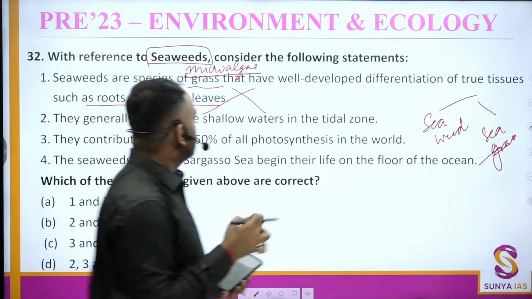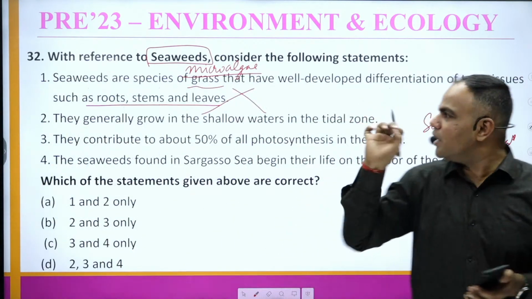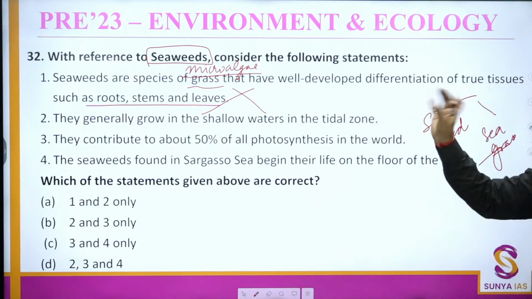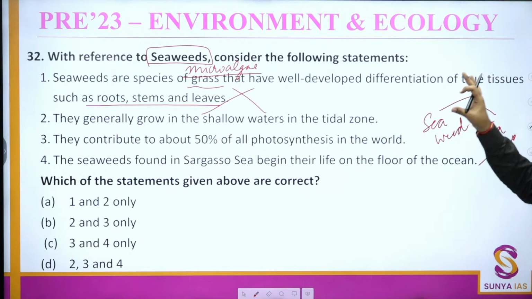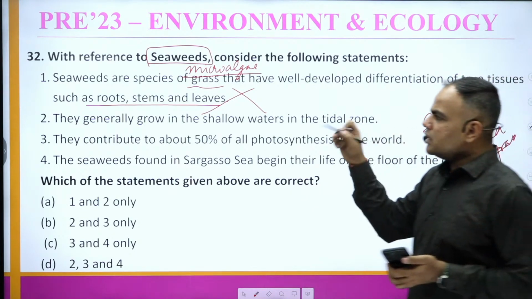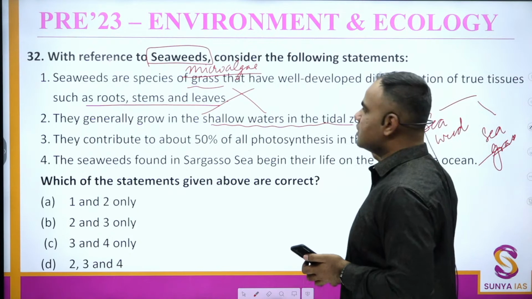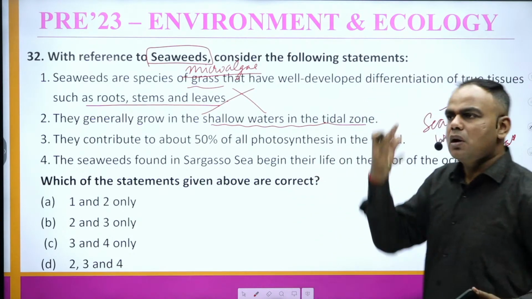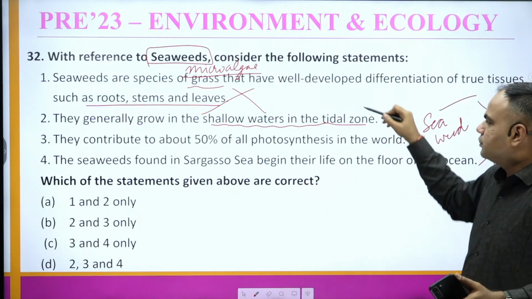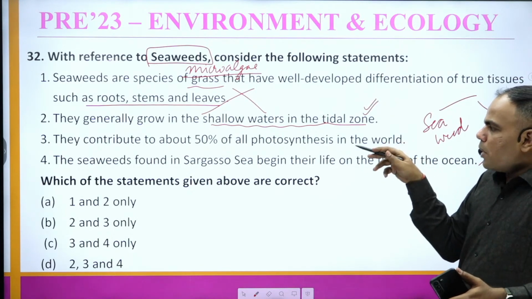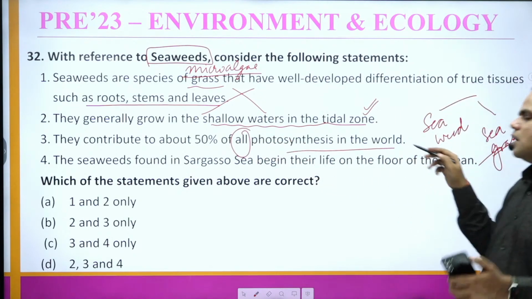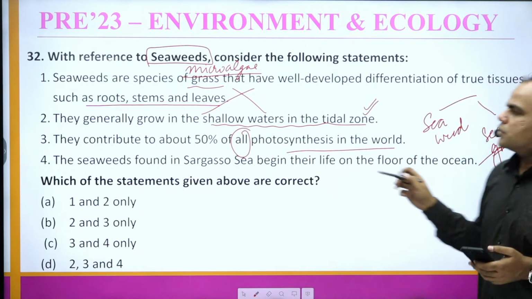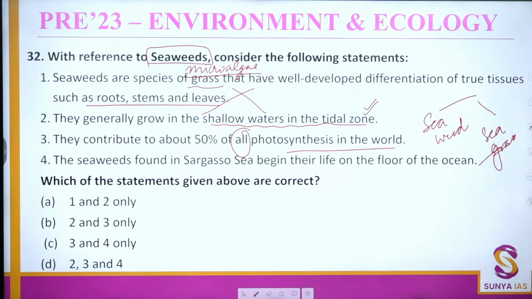So first of all, seaweeds are microalgae, and of course, algae do not develop into these differentiated aspects. They generally grow in shallow waters in the tidal zone. Yes, shallow waters, they want nutrients, etc. That is true. They contribute to about 50% of all the photosynthesis in the world. So this is also true that they contribute around 50%.